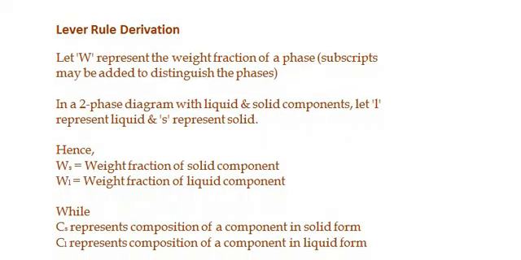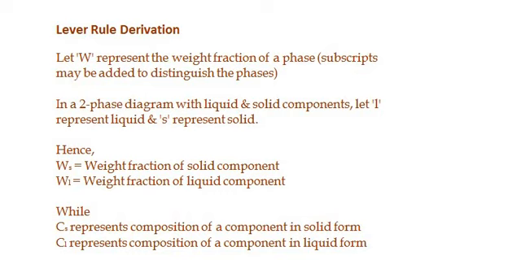We have C subscript S to represent the composition of a component in solid form, and C subscript L representing the composition of a component in liquid form. Do not mix these up, because CS and CL are the values that you are able to determine from the graph. As for WS and WL, those are the values that you are trying to calculate.